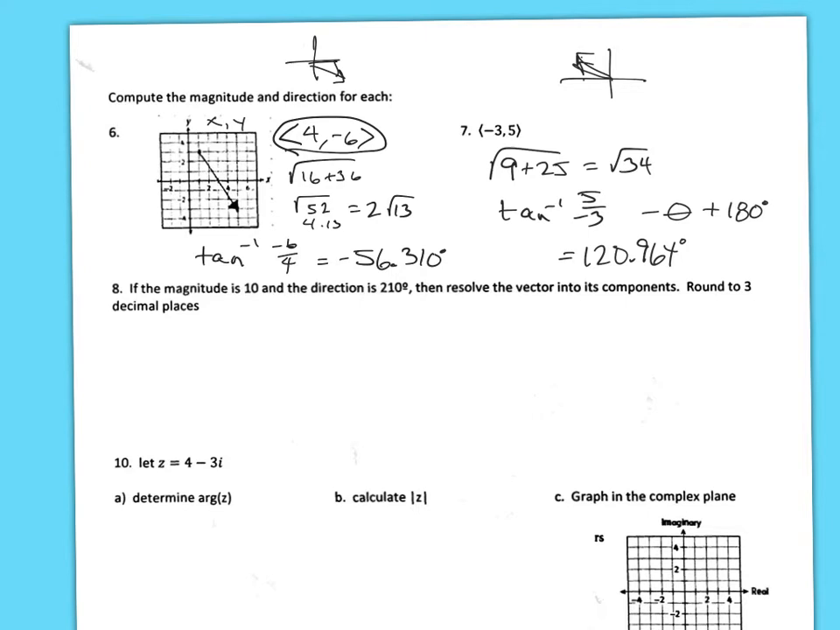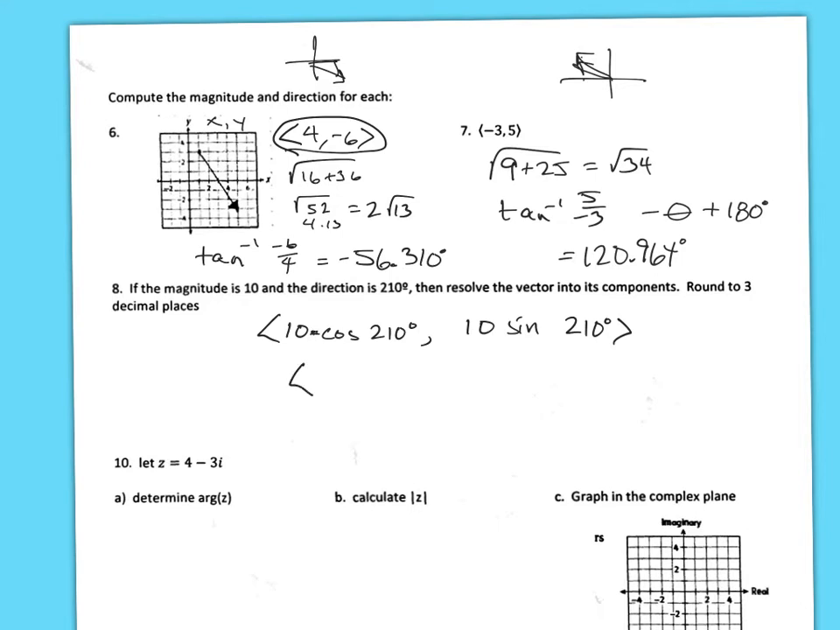Number 8 is on the test. It is multiple choice. So the smart way to do multiple choice is just to do part of it and then see if you have the answer. So remember, this is going to be the magnitude times the cosine of the angle, then the magnitude times the sine of the angle. This is multiplying, right? We're going to multiply these two things together. Just put that in the calculator.